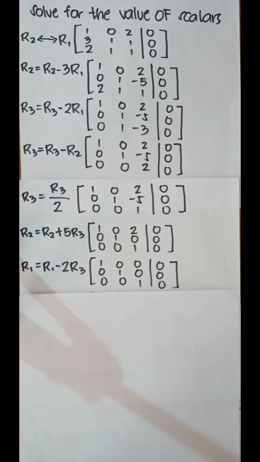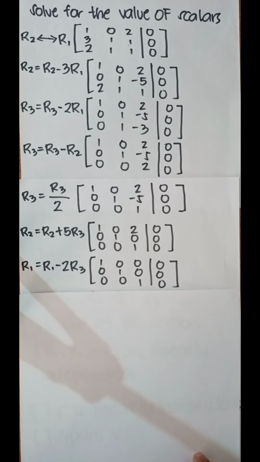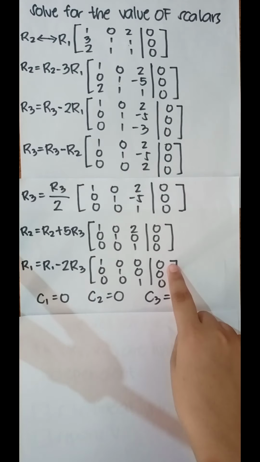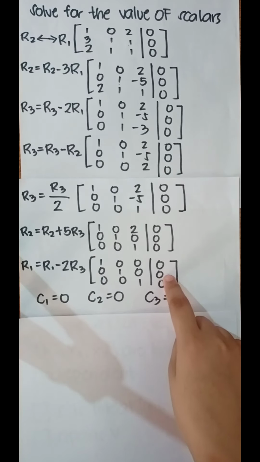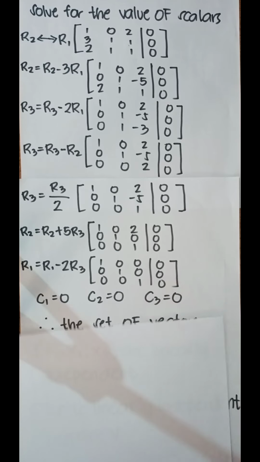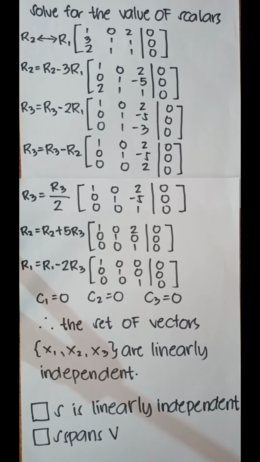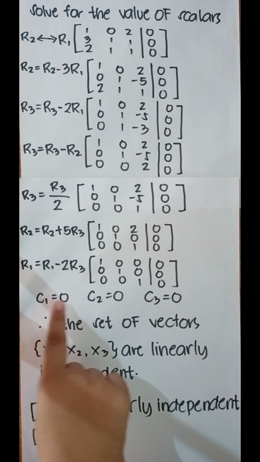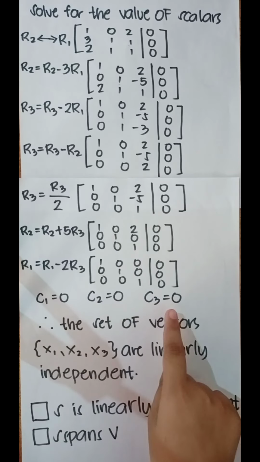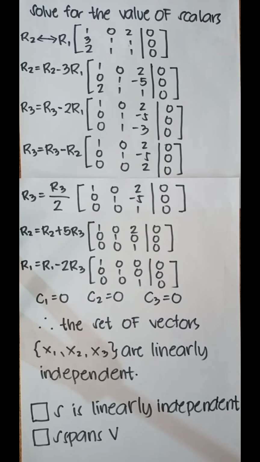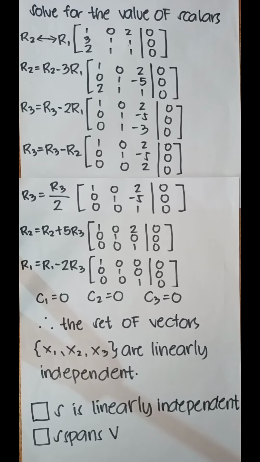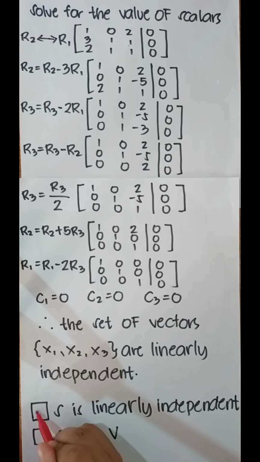So at this point, we now have the values of our scalars. Our c1 is 0, c2 is 0, and c3 is 0. So we can now conclude that the set of vectors x1, x2, x3 is linearly independent, because all the scalars are equal to 0. So let's check the first condition.